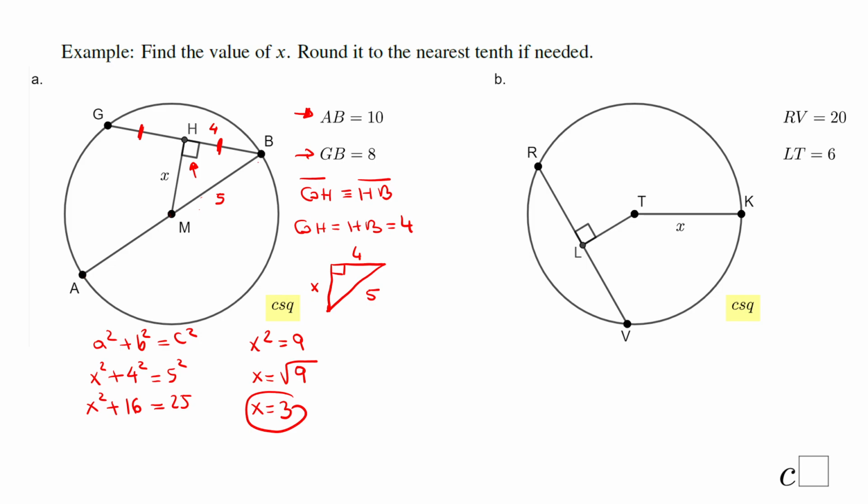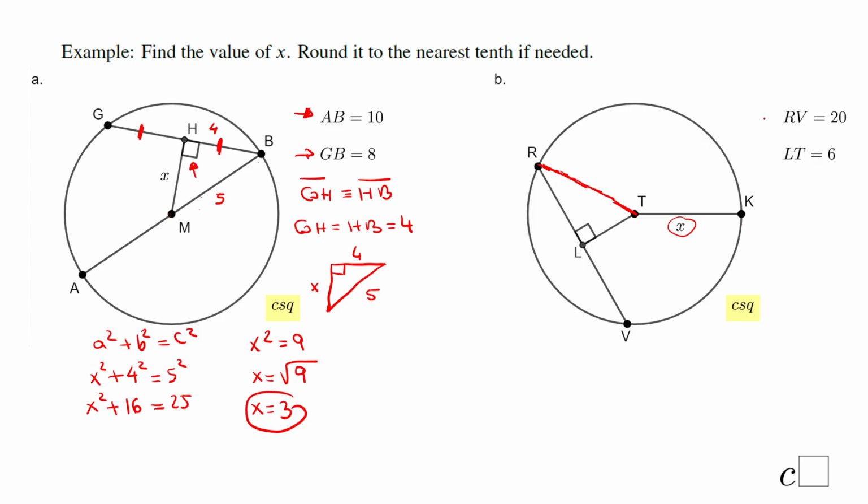Let's go to part B, which is very similar. We need to find the value of x, this x here, which is the radius. In this picture the radius is TK. However, I do have a suggestion. Draw another radius, for example this one. Can I draw TV? That's also okay.